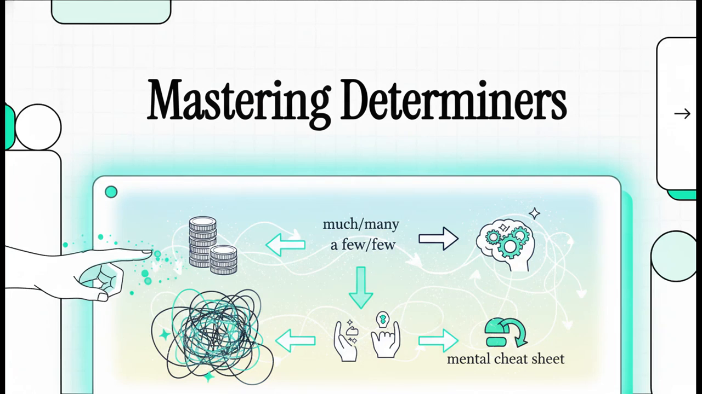Today, we're diving into a corner of English grammar that honestly usually feels like a massive, tangled web. Yep, we're talking about determiners. If you've ever stared at a blank page and second-guessed yourself, like, wait, is it much or many, or what's the deal with a few versus few, well, you are exactly where you need to be.